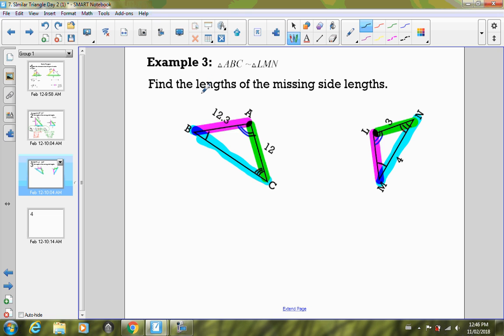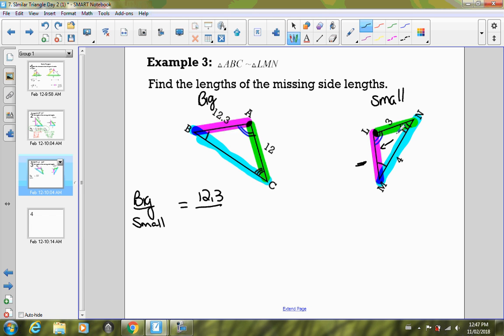So you get to pick. This is my big triangle. This is my small triangle. I'm going to choose to write big over small. Okay, so let's start with the purple side. I start with purple on my big side, which is 12.3, over purple on my small side. I don't know what that is, so what am I going to call that? You could technically call that LM, or I'm going to go with this single digit.